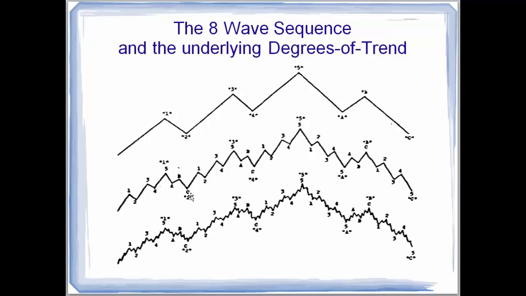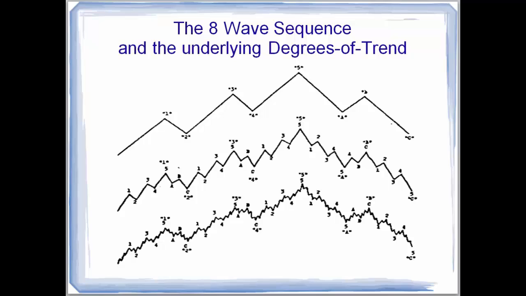So the direction of the larger trend consists of 5 waves, and these 5 waves subdivide at 1 lesser degree as 5, 3, 5, 3, 5. This is followed by a 3-wave ABC correction, subdivided in this simplified example as 5, 3, 5.